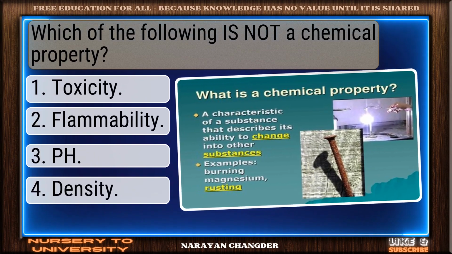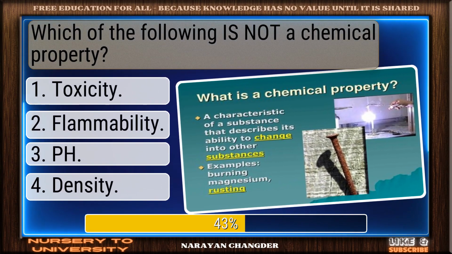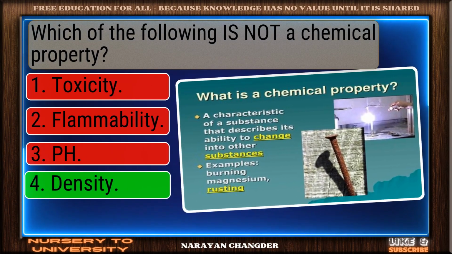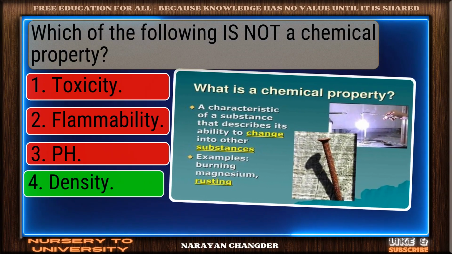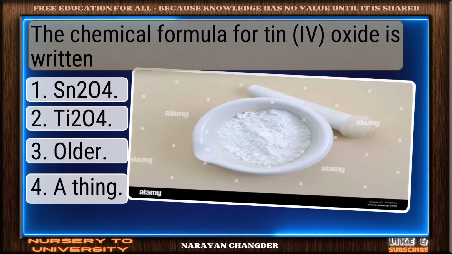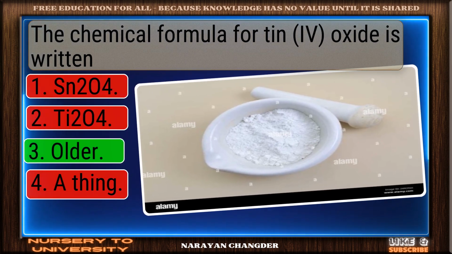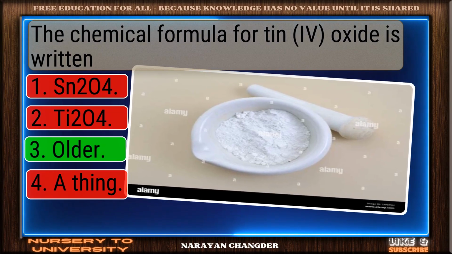Which of the following is not a chemical property? Exactly. Density makes sense and it is the right choice. The chemical formula for tin oxide is written. Well reasoned. Older is the correct choice.